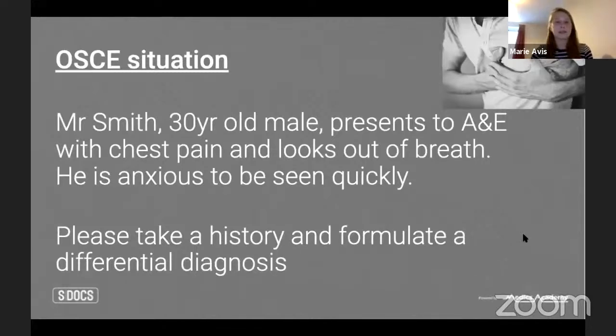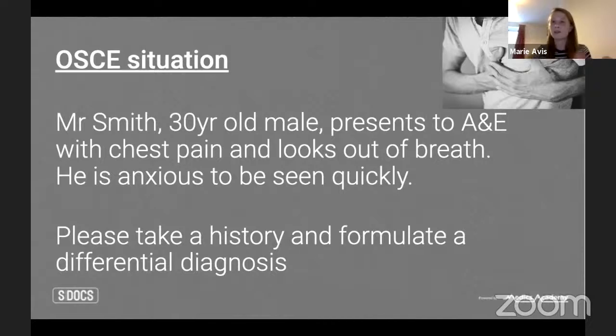So here's an OSCE situation. So Mr. Smith is a 30-year-old male. He presents to A&E with some chest pain and he looks short of breath and he's quite anxious to be seen quickly. Please take a history and formulate a differential diagnosis. So what I wanted to pull out of this in the first instance is, what do you think about? Where does your mind go when you read this? Do you instantly panic? Because I know I did when I was going into clinical medicine.